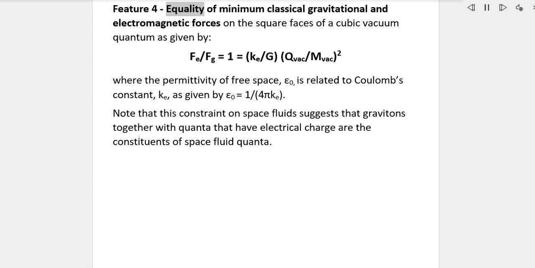Feature 4, equality of minimum classical gravitational and electromagnetic forces on the square faces of a cubic vacuum quantum is given by. Where the permittivity of free space, epsilon 0, is related to Coulomb's constant, K, as given by epsilon 0 equals 1/4πK. Note that this constraint on space fluids suggests that gravitons together with quanta that have electrical charge are the constituents of space fluid quanta.